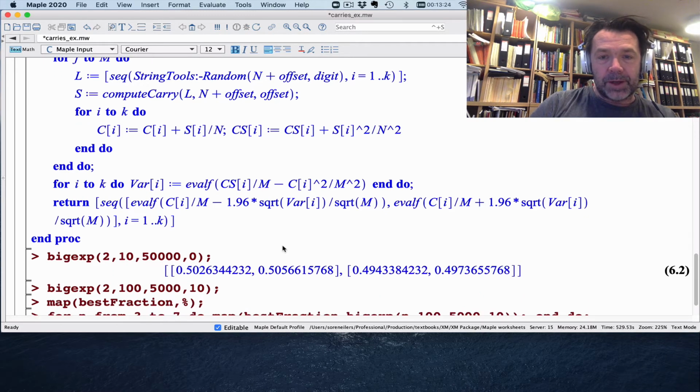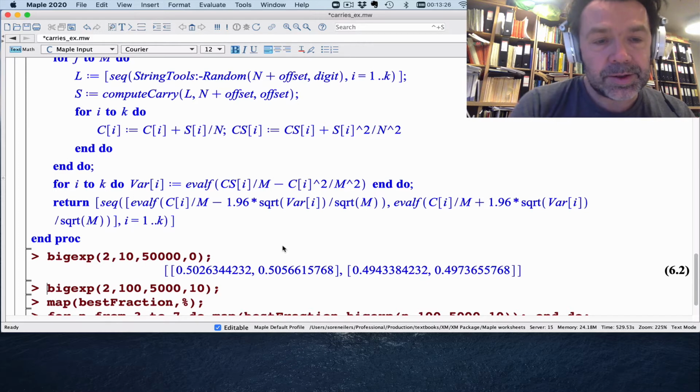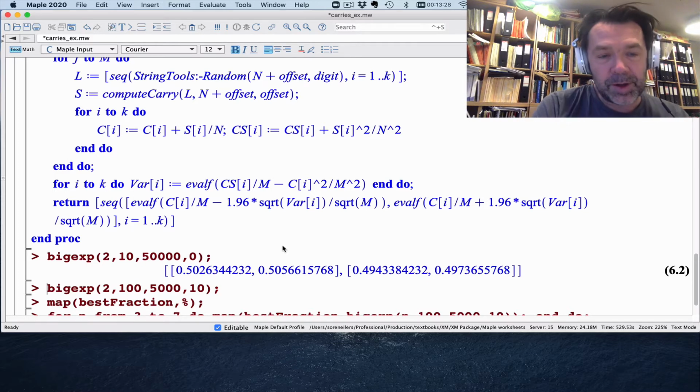So what I've done here is that I've asked Maple to do 50,000 experiments of this kind. I'm taking two numbers each with 10 digits and counting the number of times I get 0 carries and the number of times I get 1 carries. And you see you get these confidence intervals that are disjoint. So this tells me that it's not statistically probable that this is a one-to-one distribution.